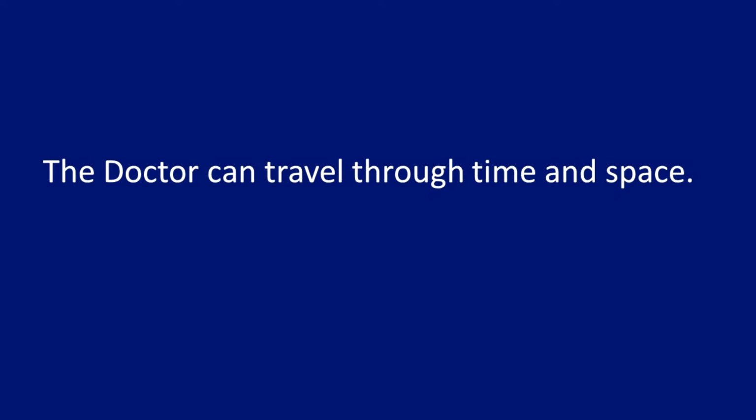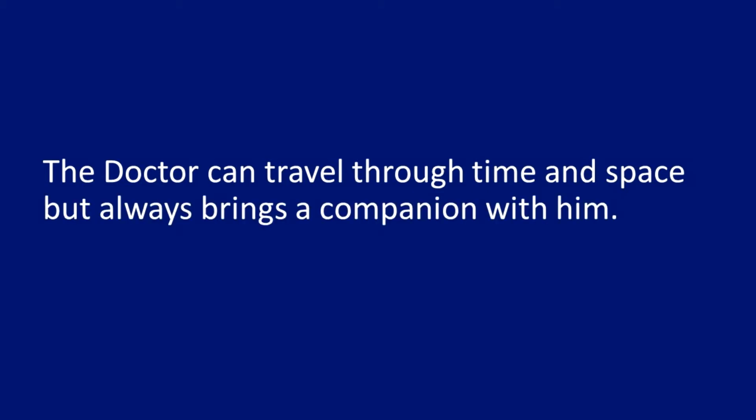We can connect an independent clause to a dependent clause without the need for a comma, like this. The doctor can travel through time and space but always brings a companion with him. A dependent clause can't stand on its own because it lacks a subject. It is therefore dependent on the preceding clause. As a result, we don't need a comma to connect them. One easy way to identify independent clauses is if they can make simple, complete sentences on their own. If you take out all the other clauses in the sentence and the clause you're left with seems to make sense on its own, it's probably an independent clause. If it doesn't, it's probably a dependent one.